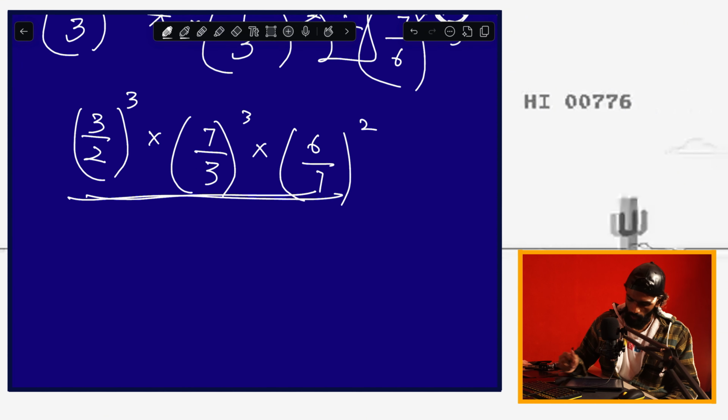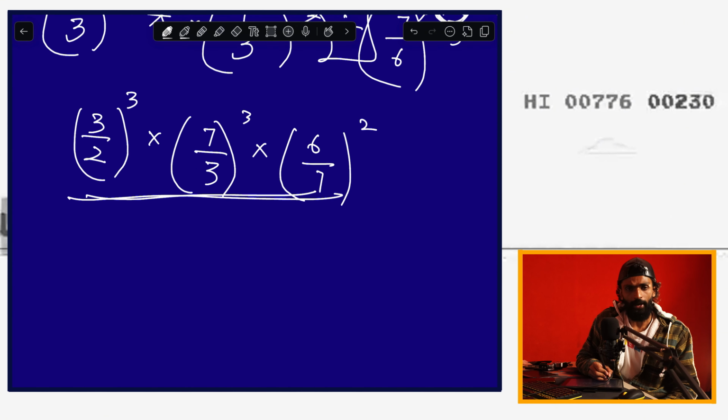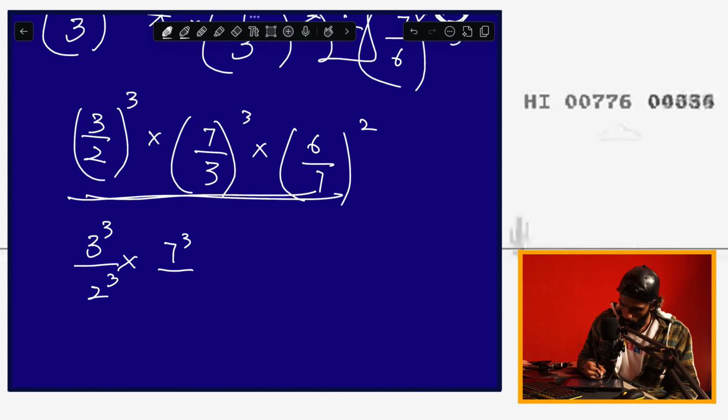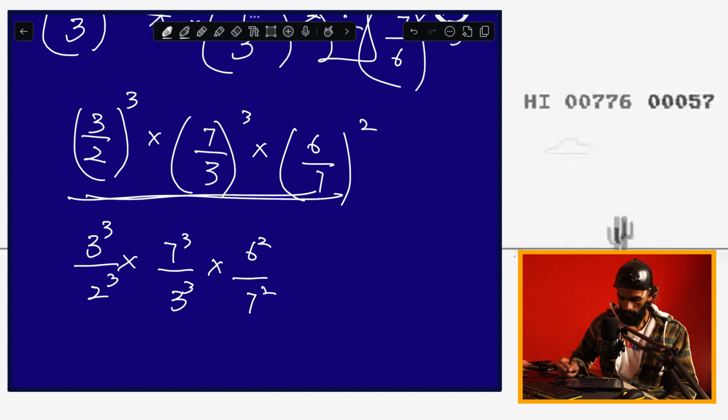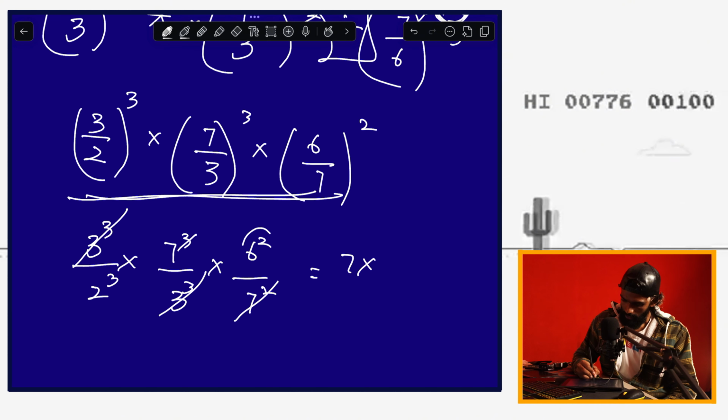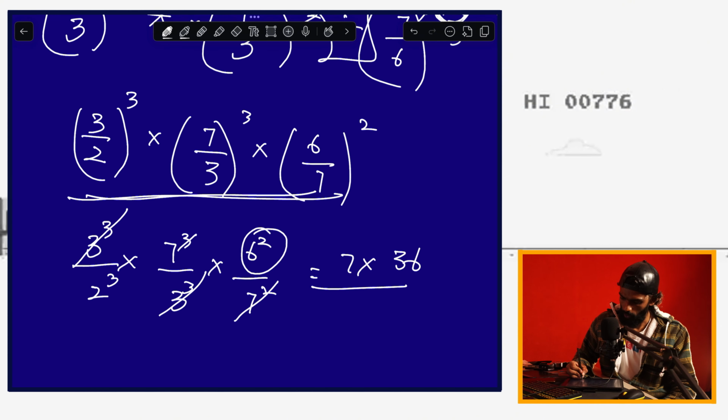Okay, now let's start solving. I'll ask you a question. (3 by 2) whole cube is nothing but 3 cube by 2 cube into 7 cube by 3 cube into 6 square by 7 square. Correct? So 3 cube gets cancelled. 7 cube and 7 square also get cancelled. The answer will be 7 times 6 square, which is 36, divided by 2 cube, which is 8.